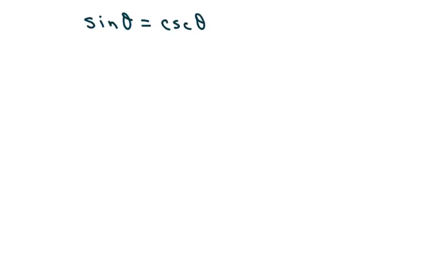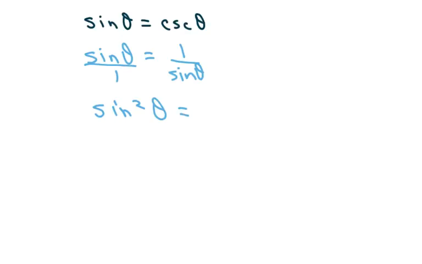Okay, and for this one, I'm going to rewrite this as sine of theta equals 1 over sine of theta. And I'm going to cross multiply, and I get sine squared of theta equals 1. And this is where my students always, not the students I have this year, but some students from previous years, forget: when you take the square root of both sides, you always put plus and minus. Because if you don't, you're only going to get half the solutions.